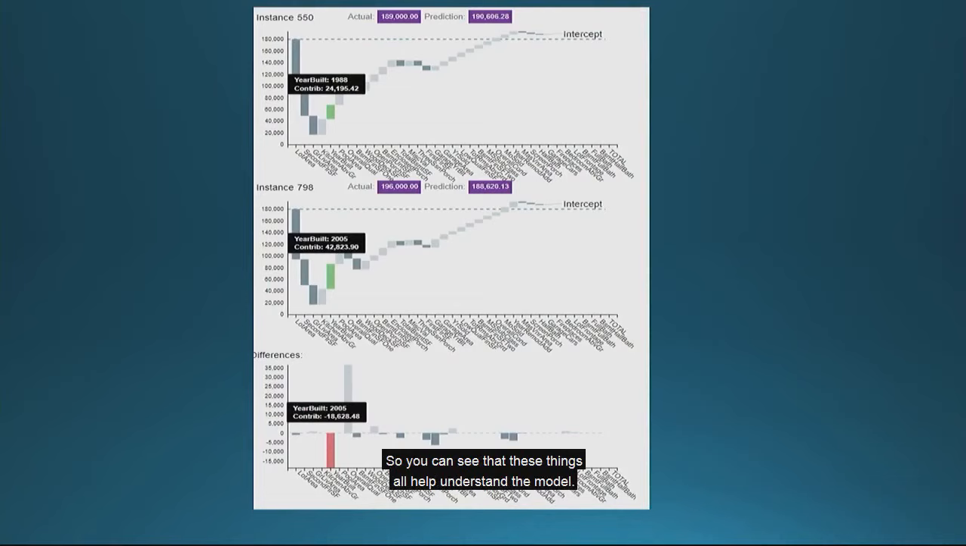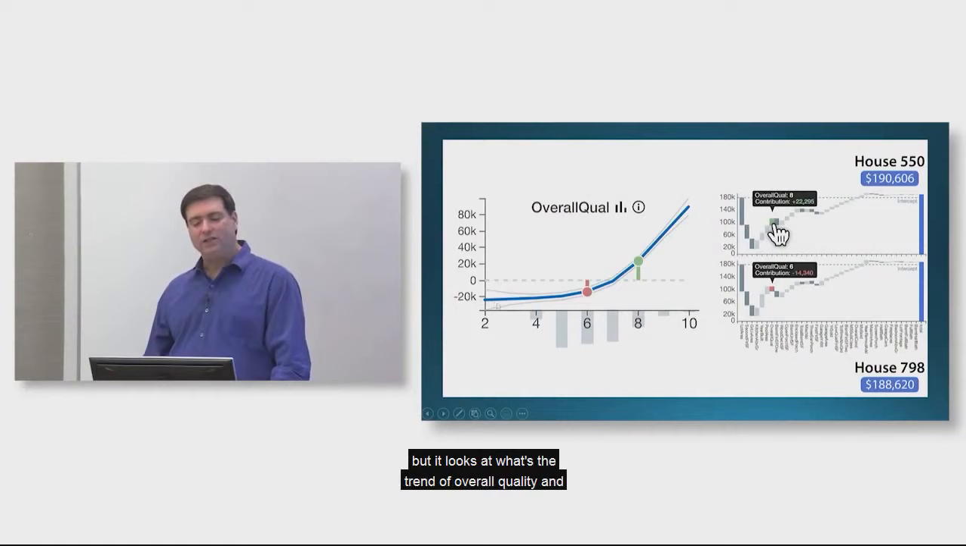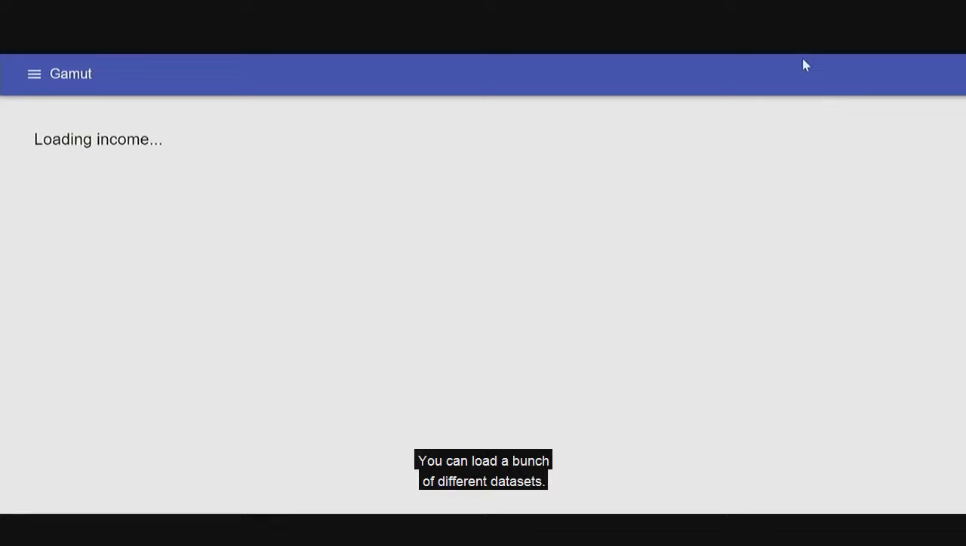So we built an interactive tool. And this interactive tool not only lets us examine these individual cases, but it looks at the trend of overall quality and how much it impacts the price of the house. So let me show you that last demo here. You can load in a bunch of different data sets. I'm going to load in the housing data set here. And you can see just what I was looking at before.